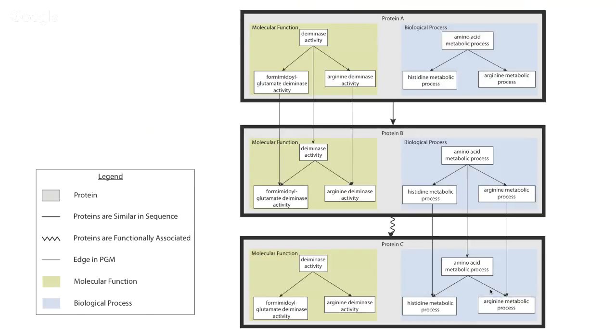Now, what we end up with here is essentially a bunch of disjoint networks. The molecular functions can't talk to the biological processes. So we complete this model by associating highly correlated terms between molecular function and biological process.